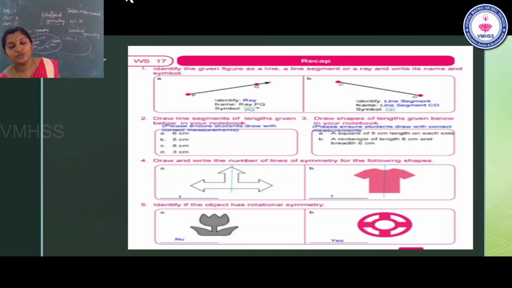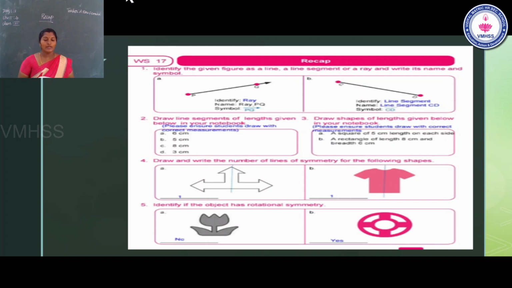Now we go to the recap. The main topic is over. Today, recap or revision. What are the main topics? Symmetry, letters, simple shapes, complex shapes, and rotational symmetry. These are the main topics in symmetry.